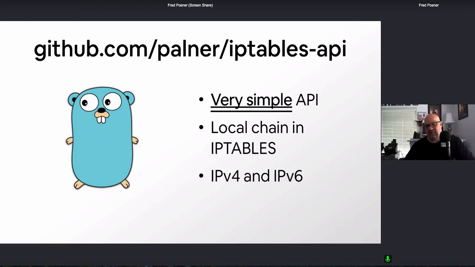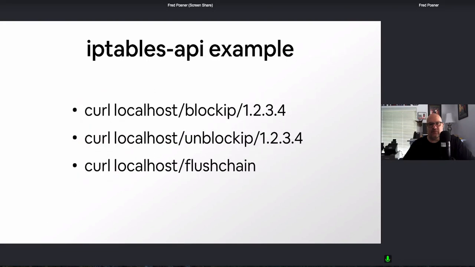Based on the IP address that you send to this API, it will either block it in iptables or ip6tables. It will detect that it's a valid address. If the address is valid and it's IPv6, it blocks in IPv6. Otherwise, it blocks in IPv4. You would just do something as simple as curl block IP, curl unblock IP. And if you wanted to flush everything, you could do curl flush chain.